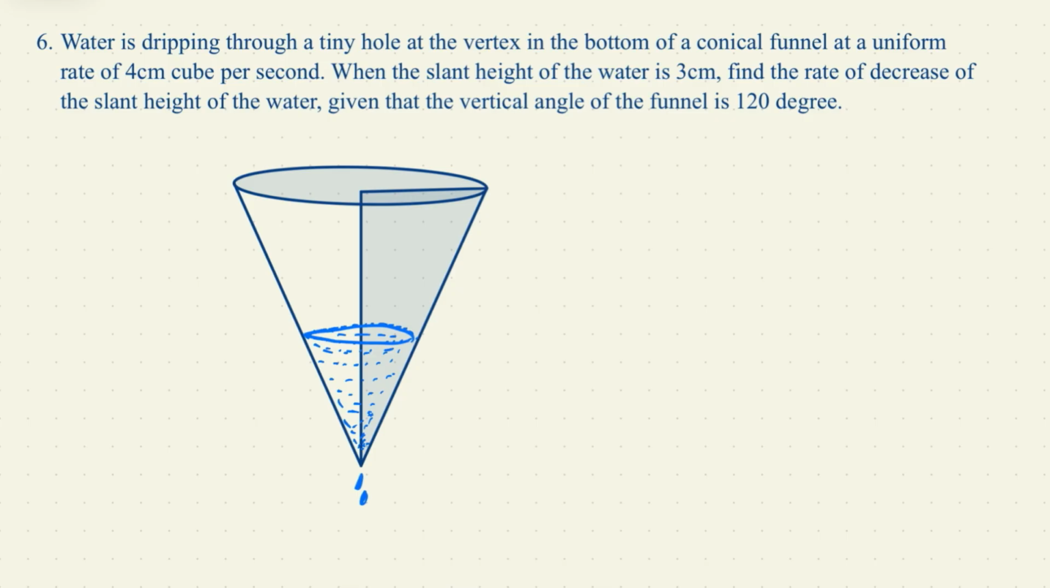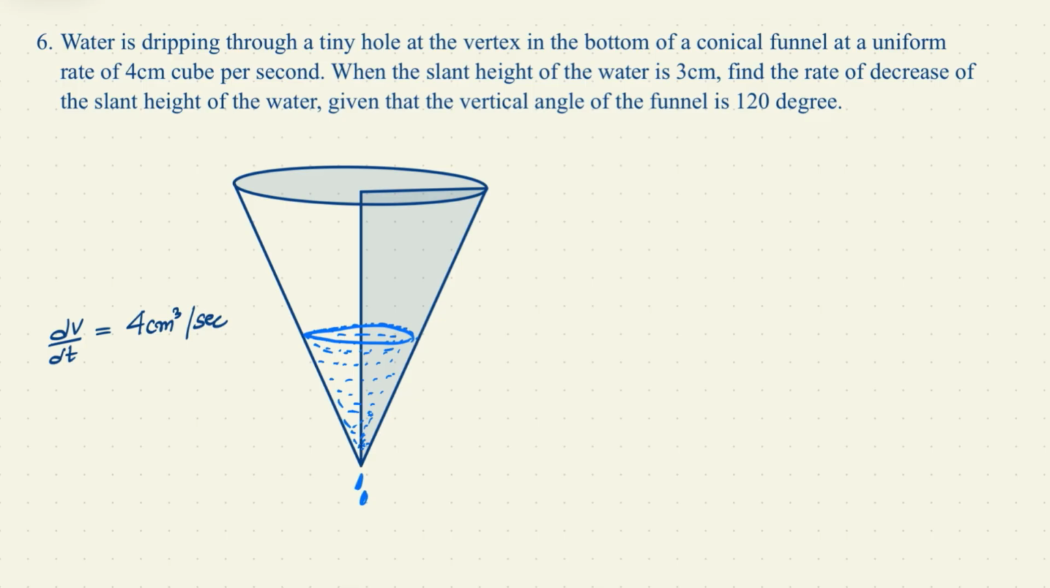And the question is saying that water is dripping. That means water is coming out through a tiny hole at the vertex here. Okay, and the rate of water dripping is given as 4 centimeter cube per second. That means obviously if the water is coming out of the conical funnel, the volume of the water is decreasing at the rate of 4 centimeter cube per second. That means this is dV over dt. So here you can use the minus sign also. Okay, this is not a big problem.